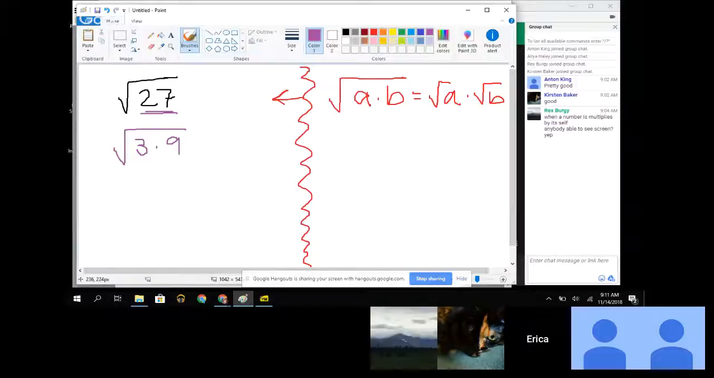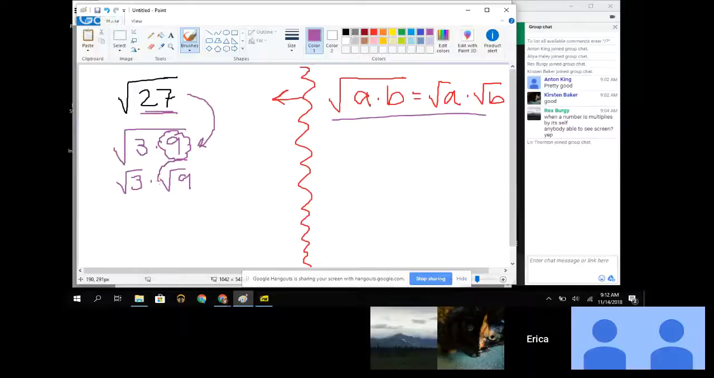And the reason I like 3 times 9 is that 9 is a perfect square. All right, the square root of 9 is 3. 3 squared is 9. So I like it because I'm getting a perfect square when I break it up into components. So I can rewrite the square root of 27 as the square root of 3 times 9. And then my property tells me I can break it up. I can rewrite this as the square root of 3 times the square root of 9.